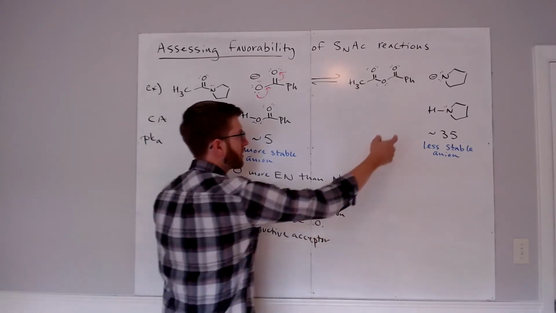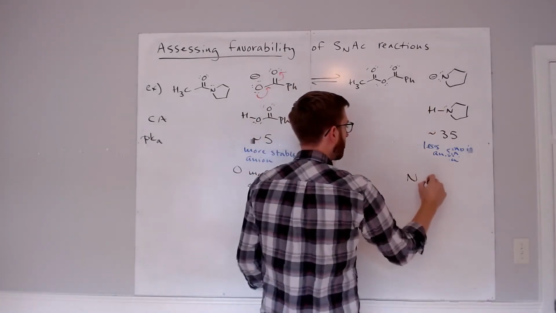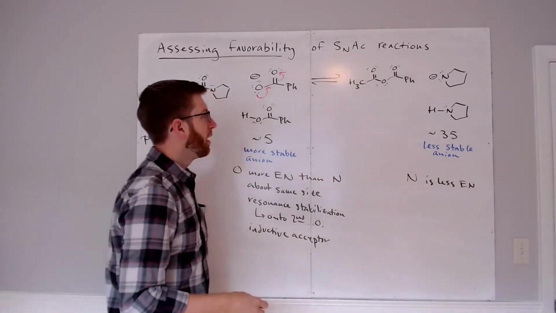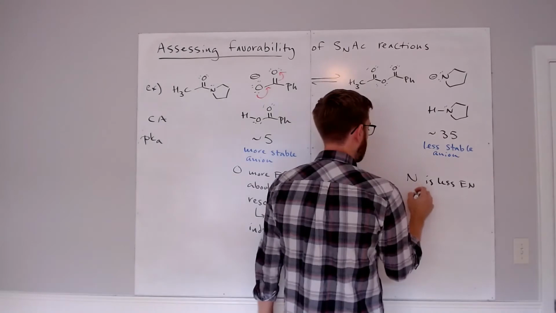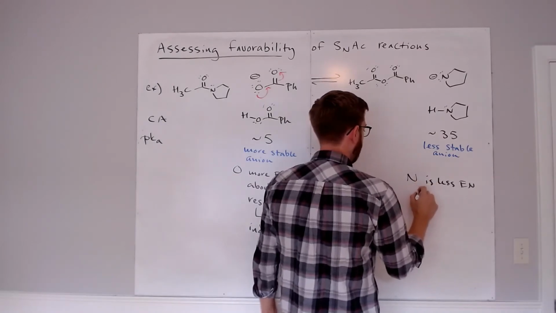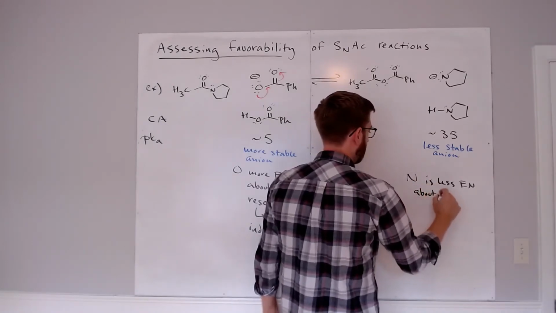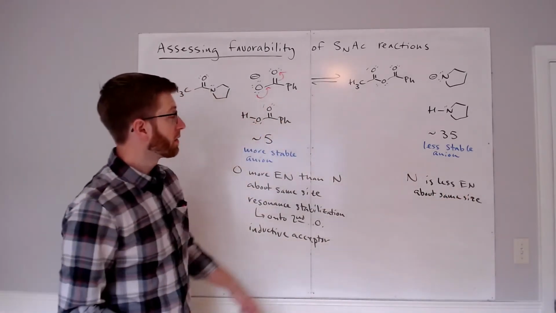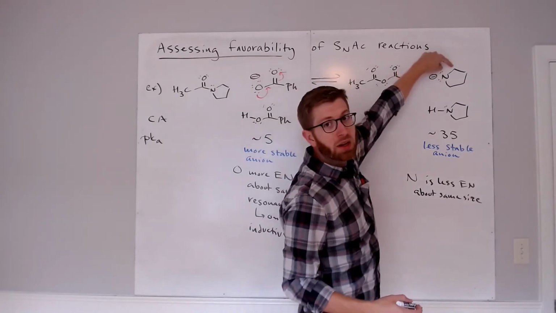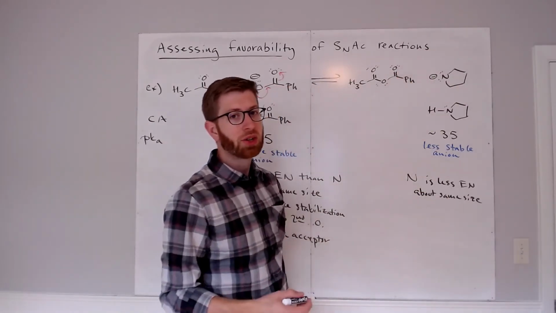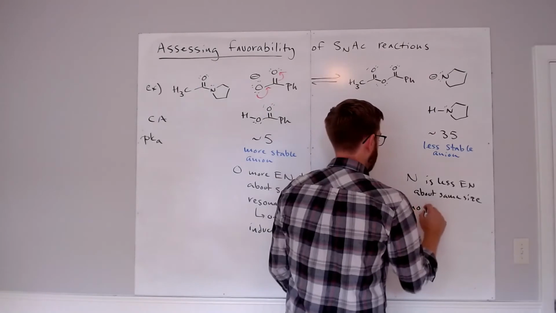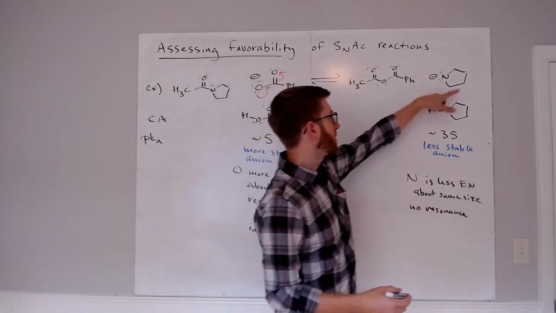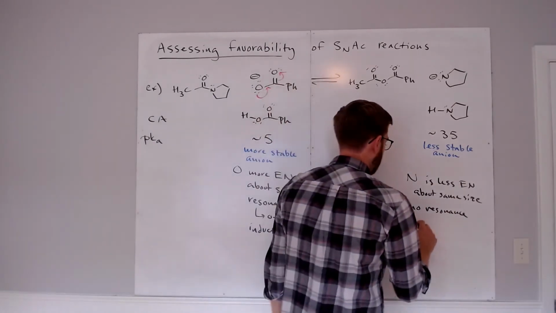All right, now let's do this for our nitrogen group. So nitrogen is less electronegative than oxygen. It's a little bit larger, about the same size though. Very similar. No resonance. So this carbon and this carbon, neither of them have p orbitals, and therefore there's no conjugated system here. No resonance. And I don't see any inductive effect either, just these hydrocarbons. No induction.